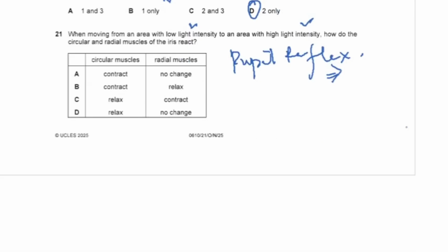So looking at the question again, you're seeing here that when moving from an area of low light intensity to an area of high light intensity, how do the two of them react? We are moving from an area of low light to an area of high light. So the correct answer is going to be option B. And option B says that the circular muscles will do what? Contract, while the radial muscles will do what? Will relax. And then because now the size of the pupil has to be small. When it is smaller, it will prevent that flush of light from entering the eye and thereby preventing damage to the retina and the inner parts of the eye.